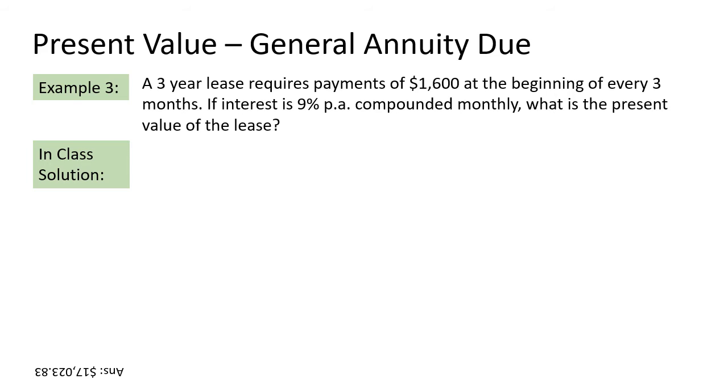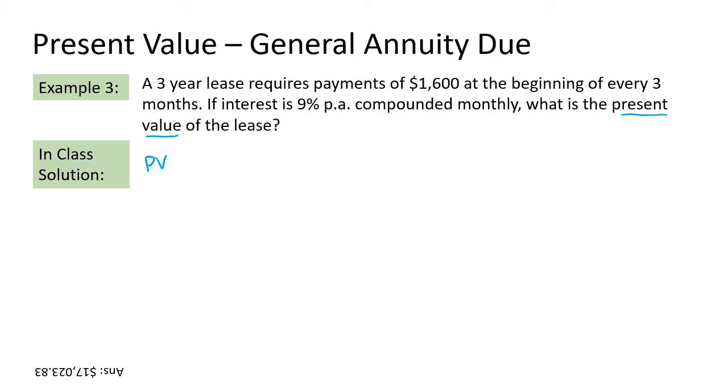Again, we're going to do two examples for present value. A 3-year lease requires payments of $1,600 at the beginning of every 3 months. If interest is 9% per annum compounded monthly, what is the present value of the lease? First off, I am asking you directly here for the present value of the lease. So you know it's the present value. Now you just need to figure out which formula it is.